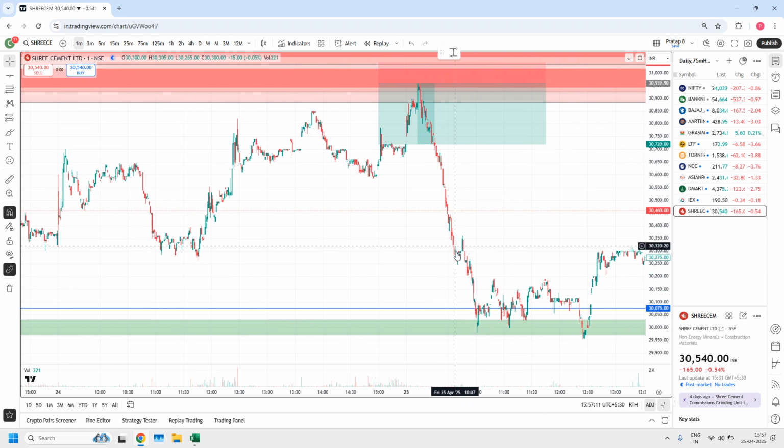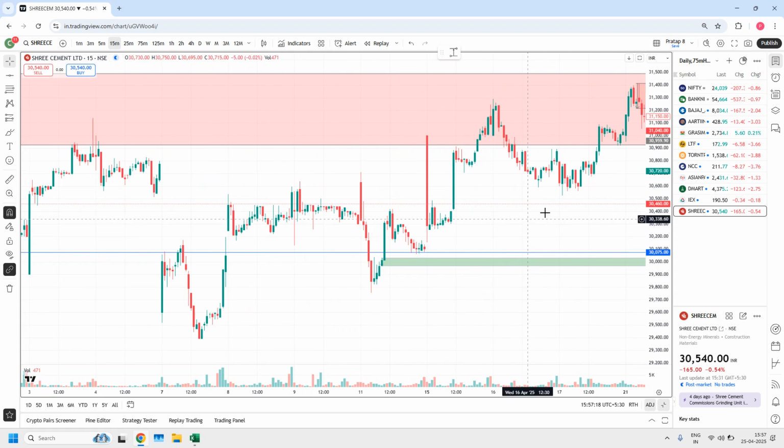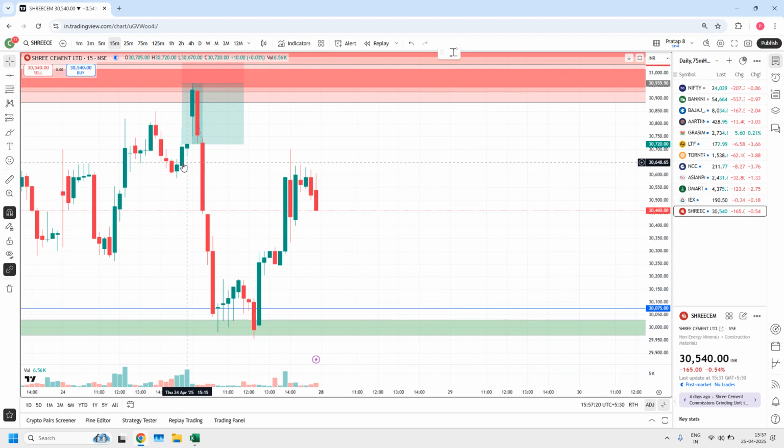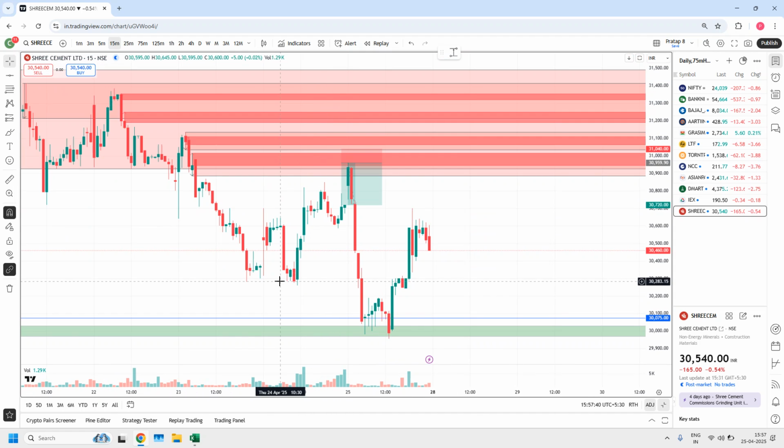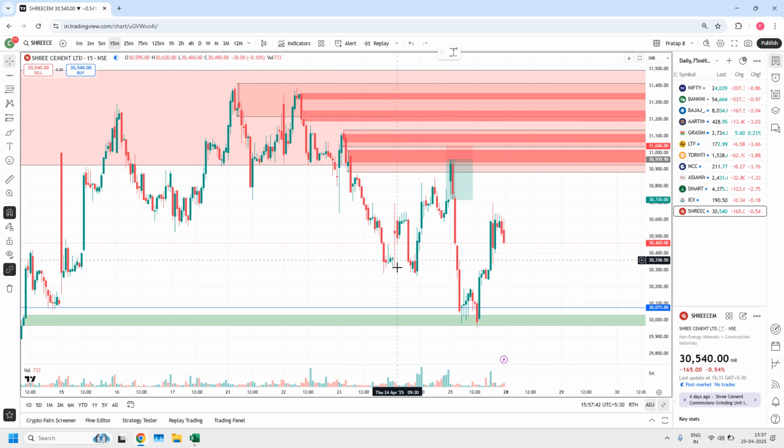In between, so many 15-minute zones are violated. See here, I have drawn the first 15 minute 1:3 target. Have you noticed rally, base, rally? If anybody booked the profit here, you achieve 1:3 RR. After that, you see again drop, base, rally. This is the one violated. After that, rally, base, rally. This is also violated. After that, drop, base, rally. This is also violated. See how many 15-minute zones are violated today.